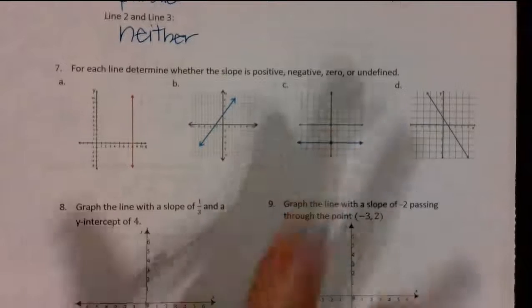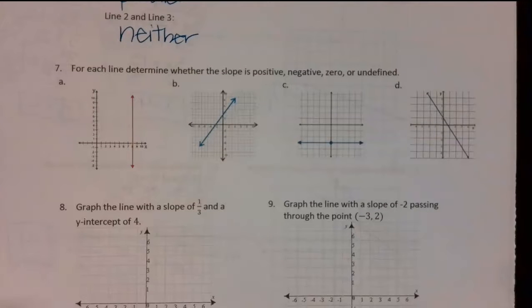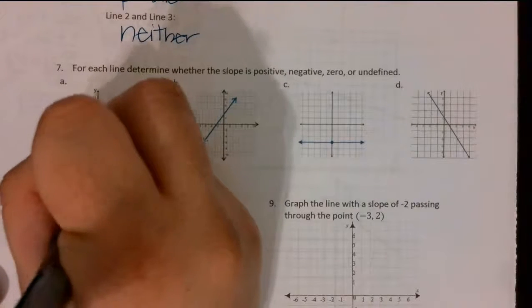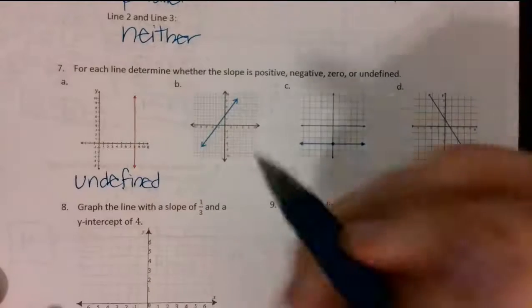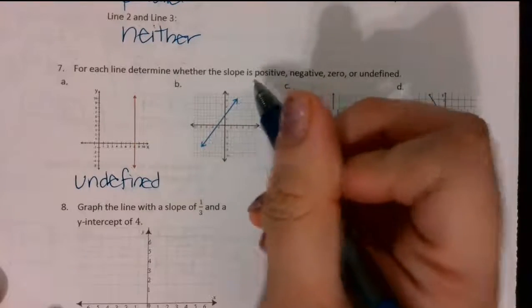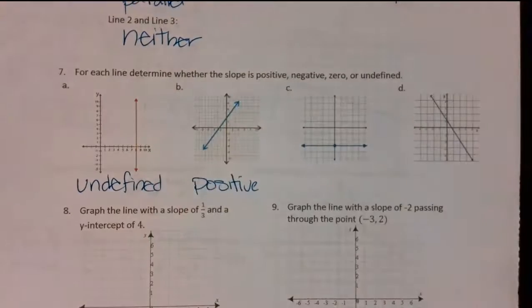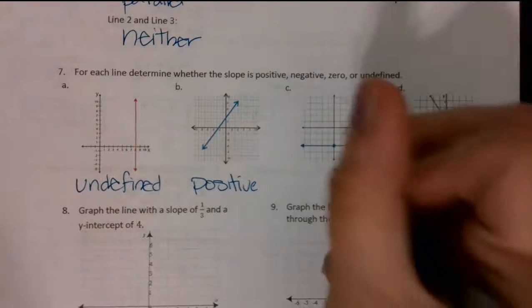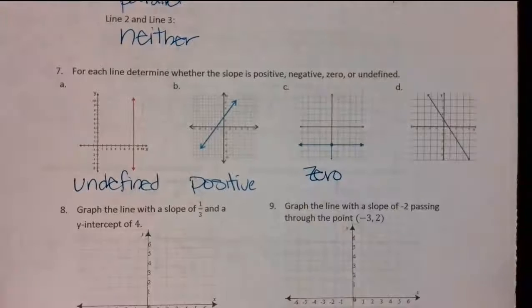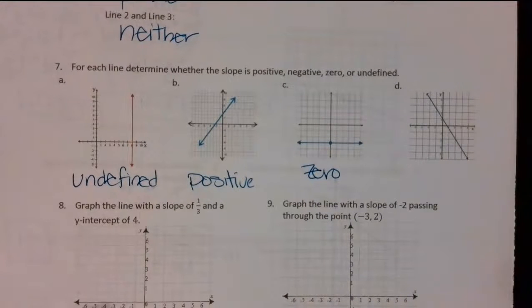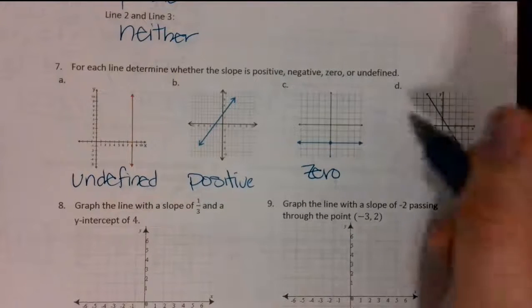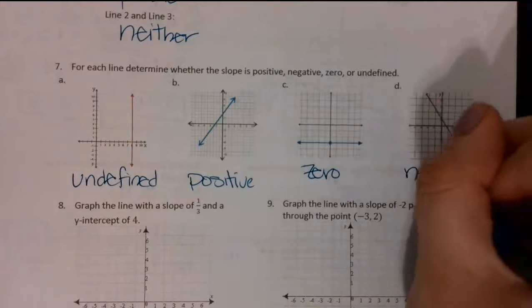Okay. Number 7 wants me to decide if these are positive, negative, 0, or undefined. Straight up and down is undefined. The more right it goes, the more up it goes, so it's positive. It's like reading a book, you always go from left to right. On C, it's straight across, so that has a 0 slope, because it's not changing, it's constant and flat. And then D is going down, so this one is negative.